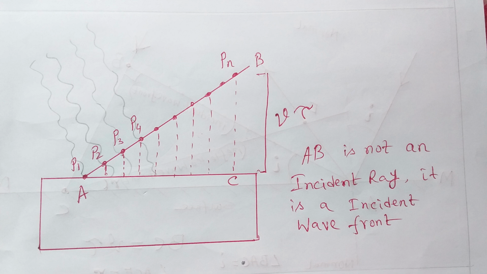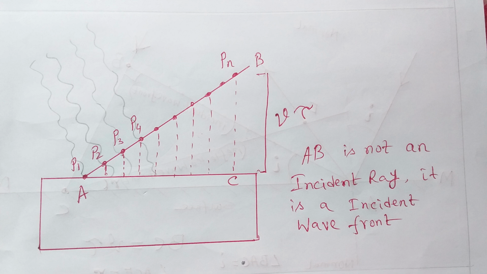P1 point strikes the surface. P2 point strikes the surface after some time, and Pn will strike after time tau. Since the velocity of the wave equals v and the time taken for Pn is tau, according to S equal to Vt, S equals V tau. Pn point has to travel an extra V tau distance to strike the surface. All the points nearer to Pn will have to travel an extra distance and strike the surface.